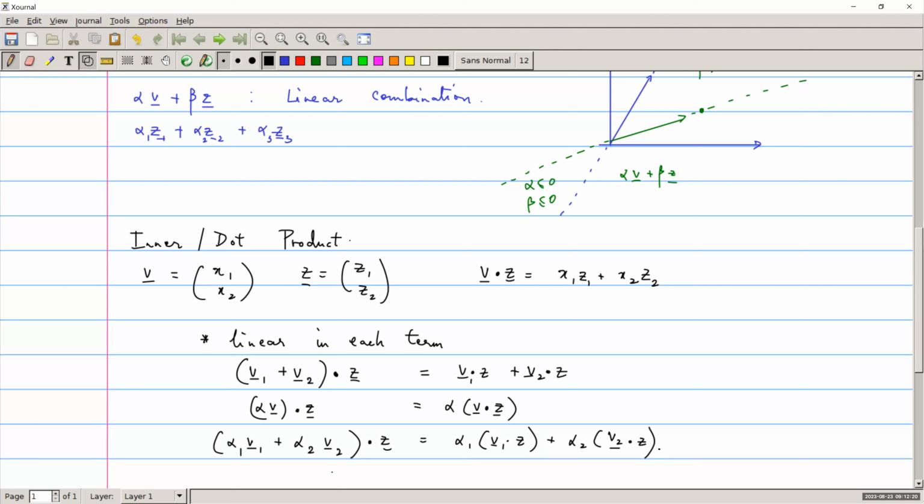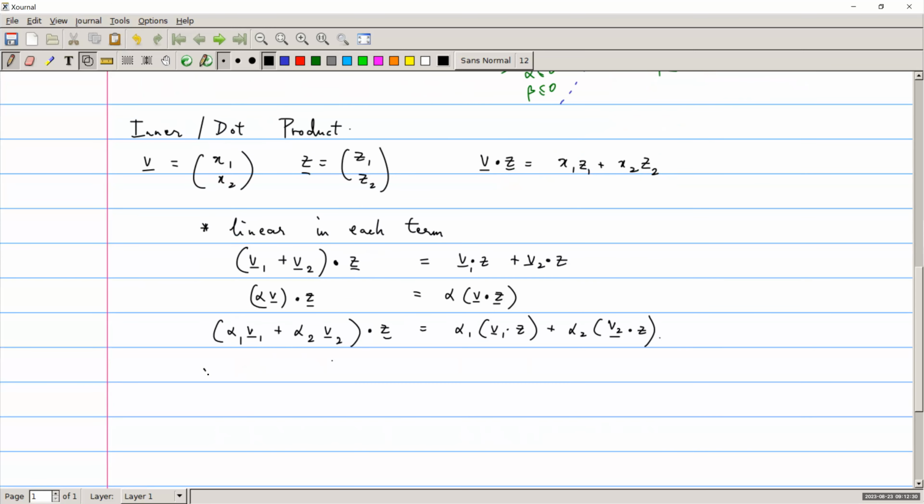Exactly something similar happens if you do the same thing with the second argument. It is also symmetric, and this part needs, because we are dealing with real numbers.